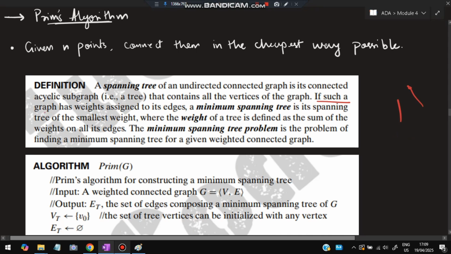And if such a graph has weights assigned to its edges, the minimum spanning tree is the spanning tree of the smallest weight, where the weight of the tree is defined as the sum of the weights on all edges. Now we have connected a few edges here. If we calculate the weight of all these edges, it should be the smallest, by the way in which we connect. That is the minimum spanning tree.